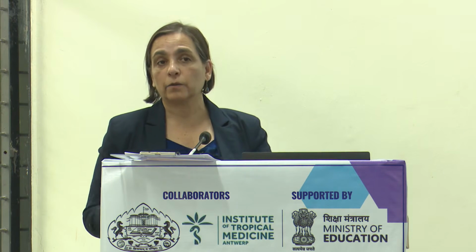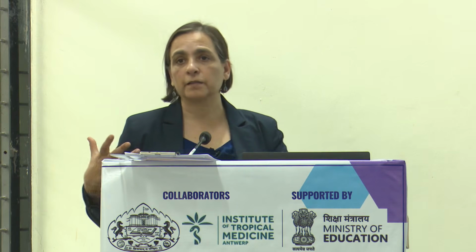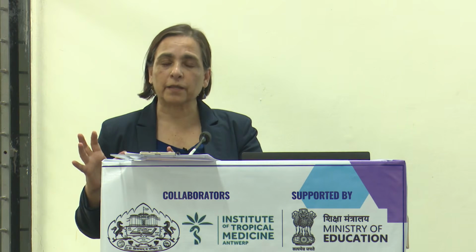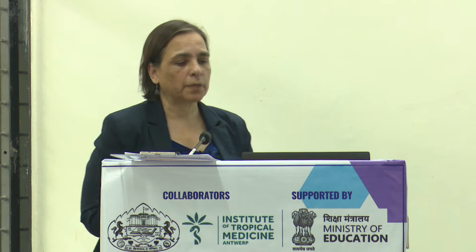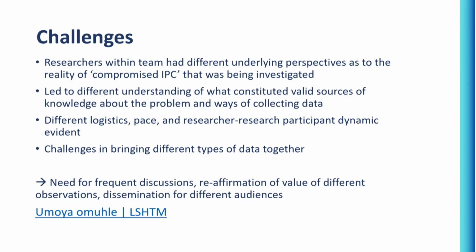And also the research participant dynamic. So the more social scientists were very cautious about the ethics, clicking people in and out or whatever it was. And the quantitative researchers, I mean, this is slightly stereotyping, but they were less bothered with what they thought was, okay, maybe not such an ethical issue. So different discussions about what was permissible and not. Lots of challenges in bringing different types of papers together, a need for frequent discussions, reaffirmation of the value of different observations, and dissemination for different audiences.